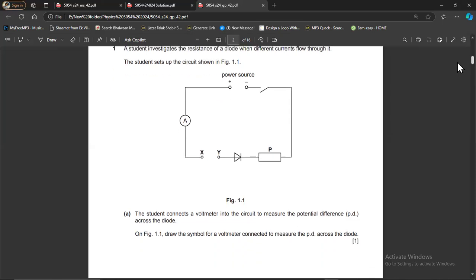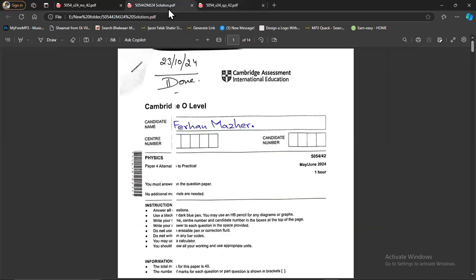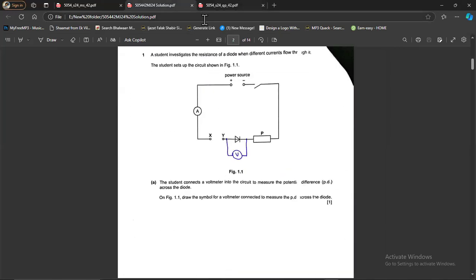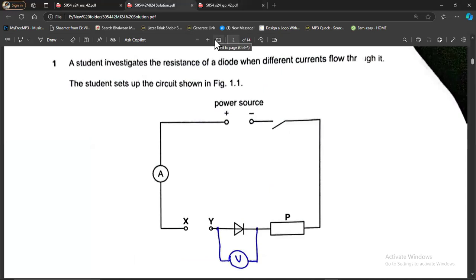Whenever we want to measure the potential difference across any equipment, we connect the voltmeter parallel to that appliance. So, we will connect our voltmeter parallel to the diode. So, here we go. I hope you can see this.